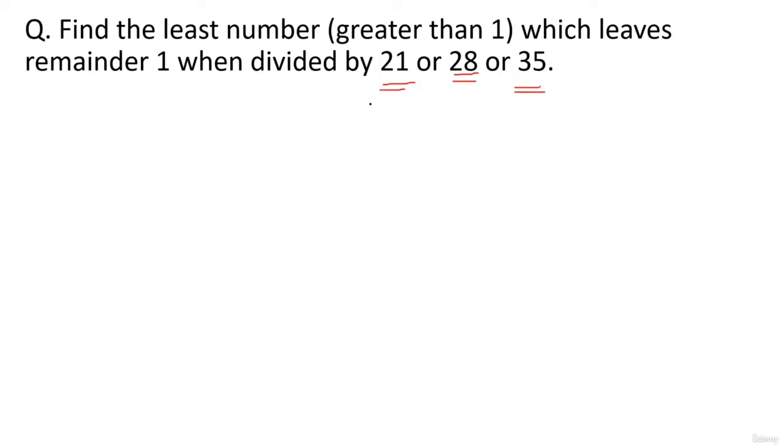A number which is divisible by 21, 28 or 35 is going to be a common multiple of these three. And since you want the least number, you want the least common multiple, right? So we'll basically figure out the LCM of 21, 28 and 35. Now we know that LCM is nothing but common into uncommon factor. So between these three, the common factor is 7.